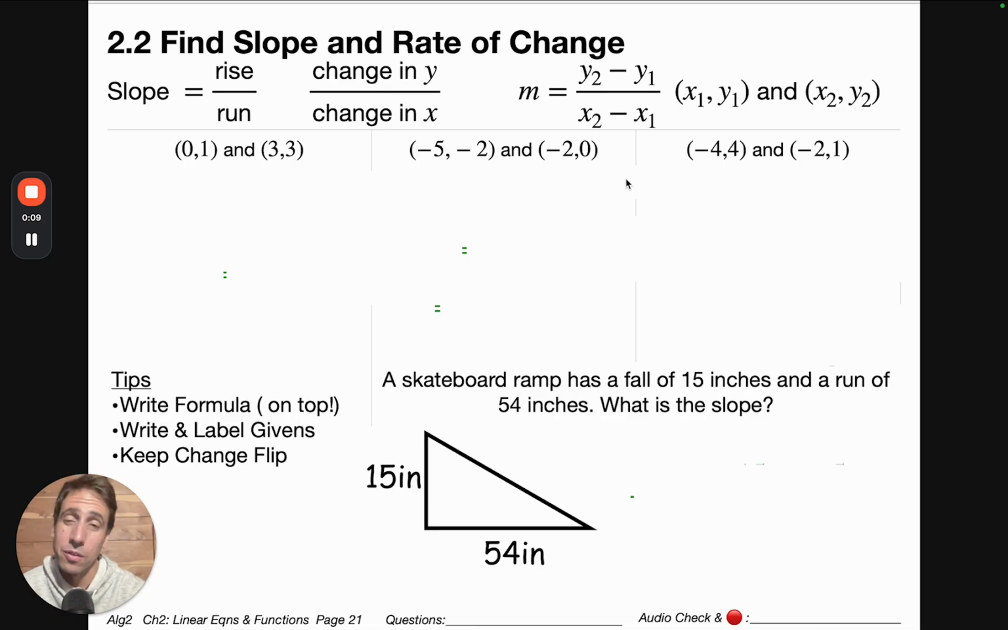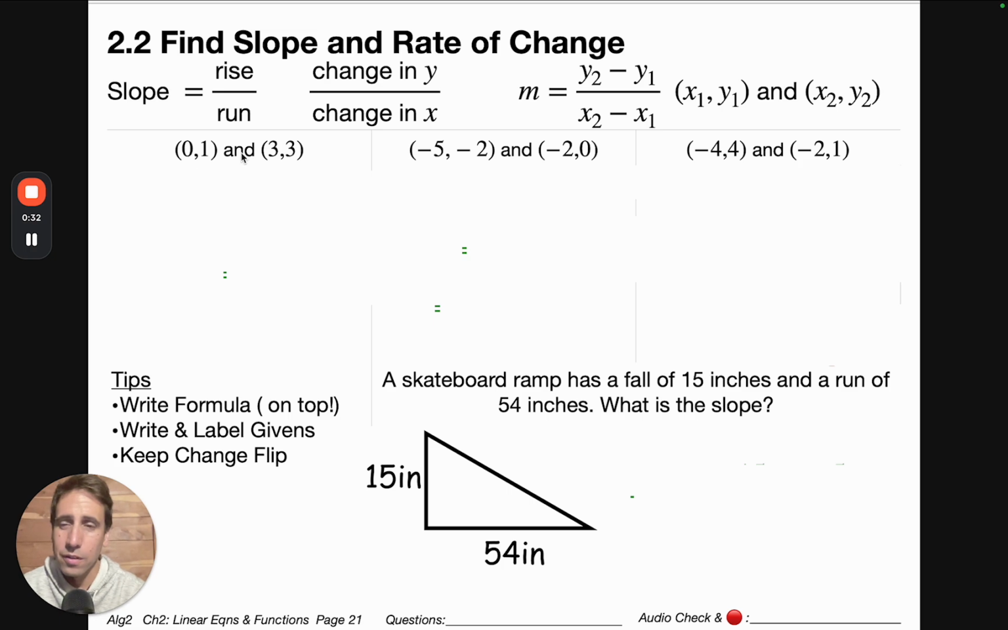There's a whole bunch of ways you can define slope. You can define slope as rise over run when you're looking at it on a graph, or change in y over change in x. But if you want the nitty gritty points you have to plug in, it's m equals slope equals y2 minus y1 over x2 minus x1, where you have x1 and y1, x2 and y2. So that's what we have right here.